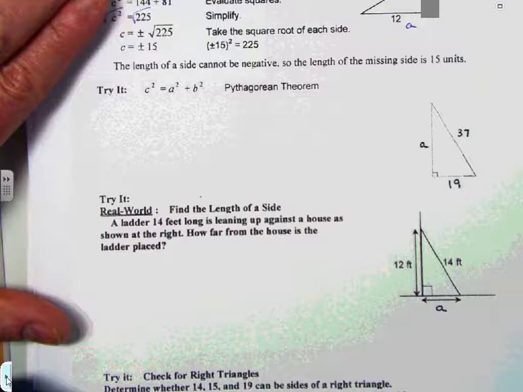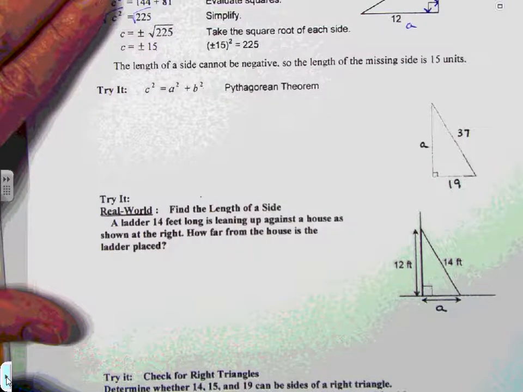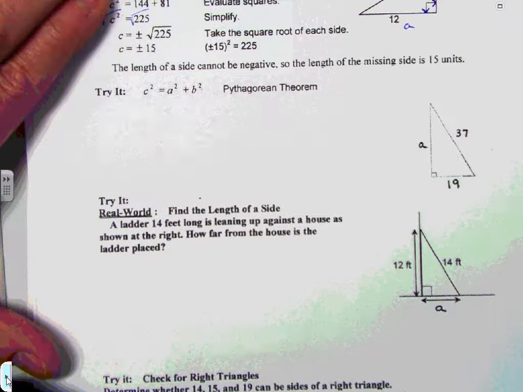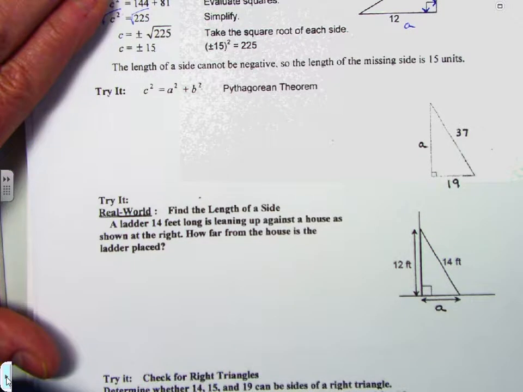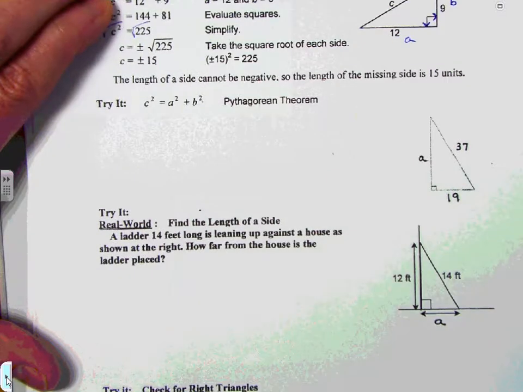You won't always be finding just the C. You're going to find whatever is missing. It's the same formula, just put the things where they belong, okay? And that's why it's important to recognize which one belongs to what, if that makes sense.